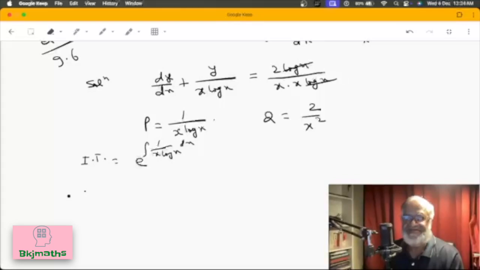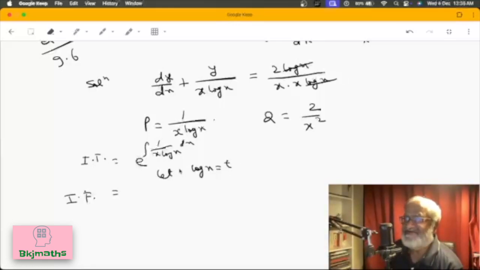So integration factor equals, now integration of 1 upon x log x, again a case of substitution, very simple. Put log x equals t, differentiate both the sides, so 1 upon x dx equals dt. So here dx upon x becomes dt.